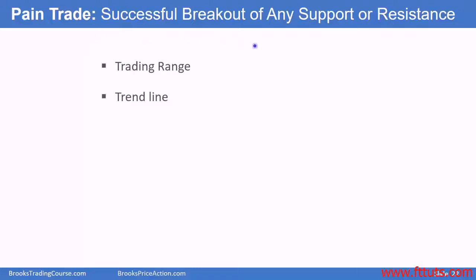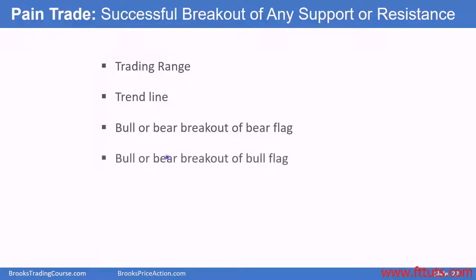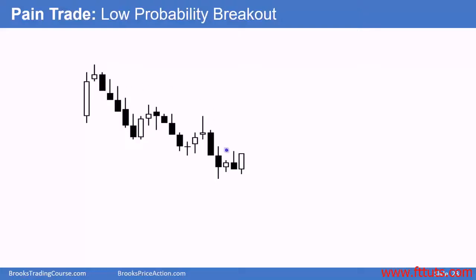Now, the pain trade, it's a breakout, and it's a breakout of any support or resistance, like a trading range or a trend line, or a bull or bear breakout of a bear flag, or a bull or bear breakout of a bull flag. Bear channel, so it's a bull flag. Probability is we're going to get a bull breakout. It's also a wedge bottom, 1, 2, 3, or 1, 2, 3. A wedge bottom, 2 legs sideways to up is likely.